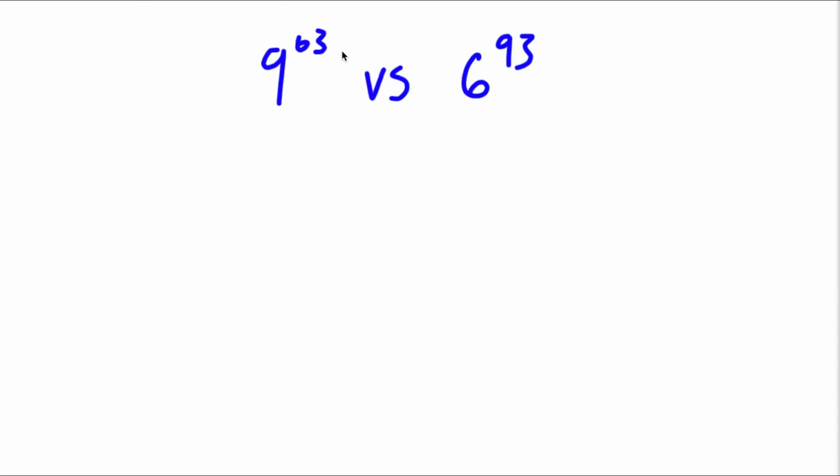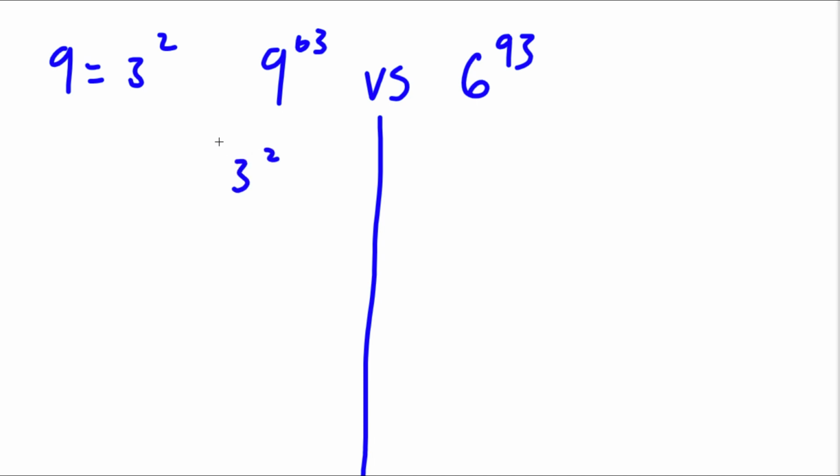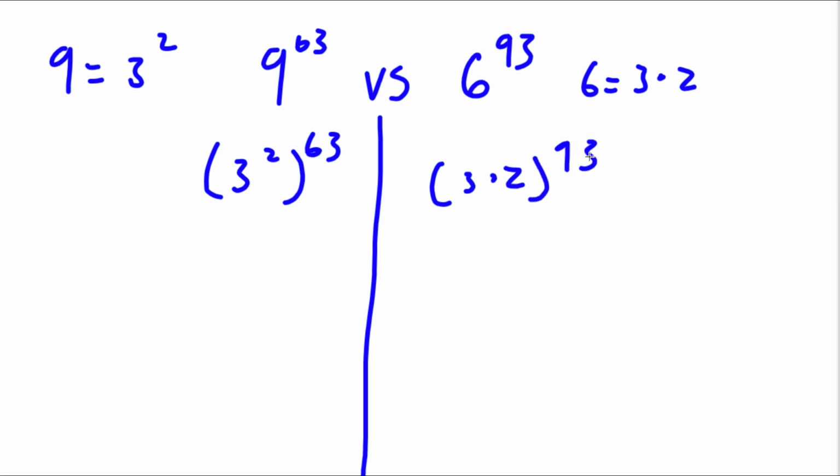9 to the power of 63 versus 6 to the power of 93. So I'm first going to divide this into two parts. So my first part, 9 to the power of 63, I'm going to simplify this. So 9, this is the same thing as 3 squared. So now I have 3 squared to the power of 63. And on my right-hand side, 6, this is the same as 3 times 2. So now I have 3 times 2 to the power of 93.